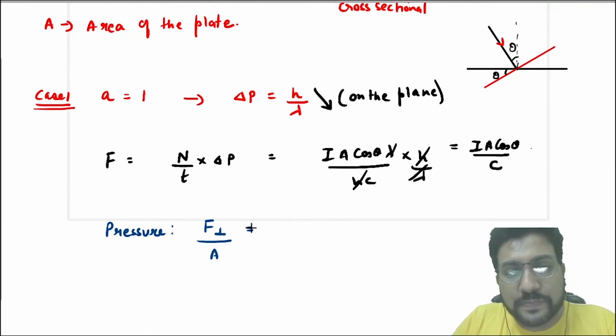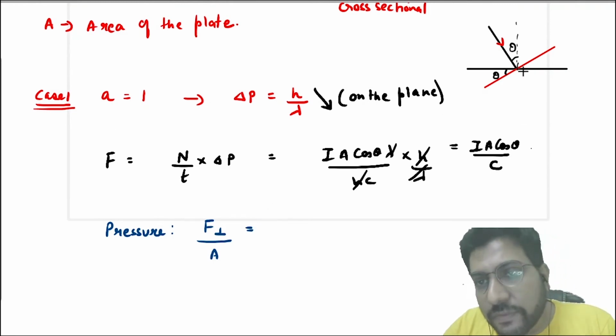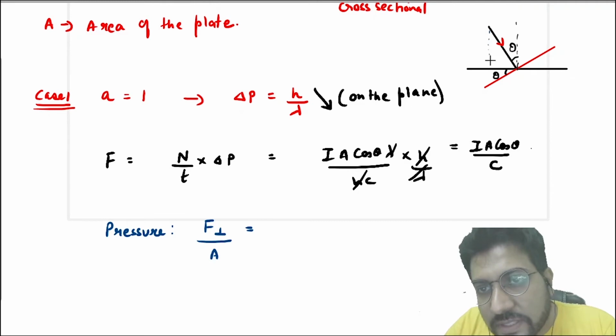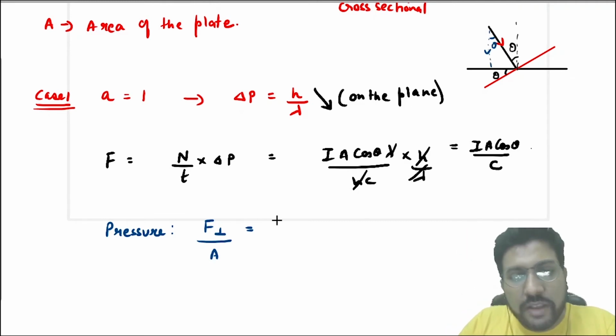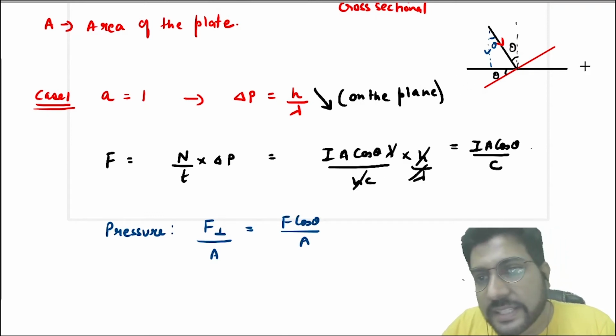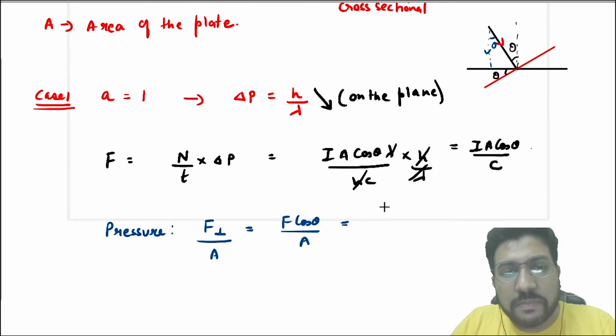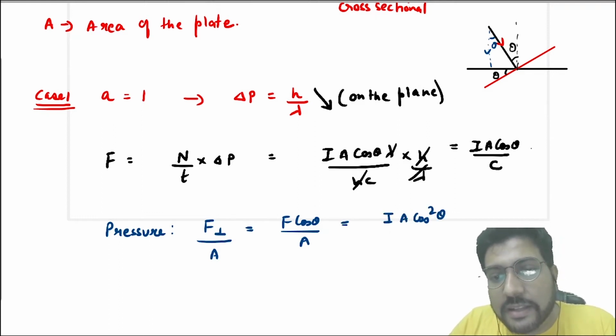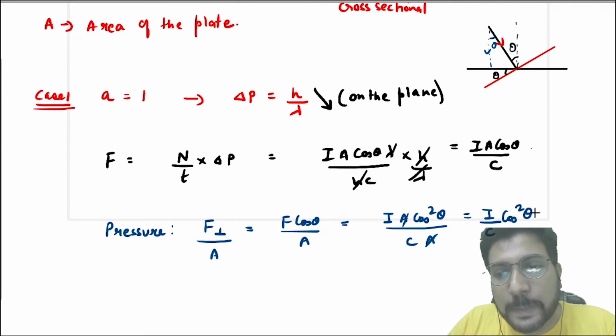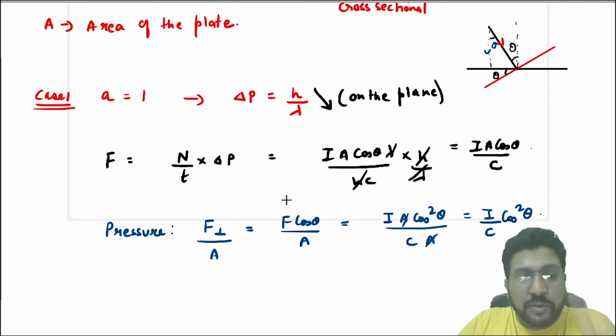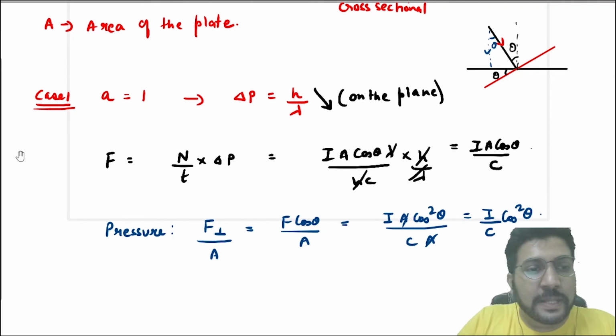Now this is the direction of the force, but we actually need this component. Now if this angle is theta, this is also theta, right? So I will write here it is equal to F cos theta divided by the area of the surface, that is A. So from this you will get Ia cos square theta divided by c divided by A. So from this you will get the pressure is equal to I by c cos square theta. So pressure is I by c cos square theta.